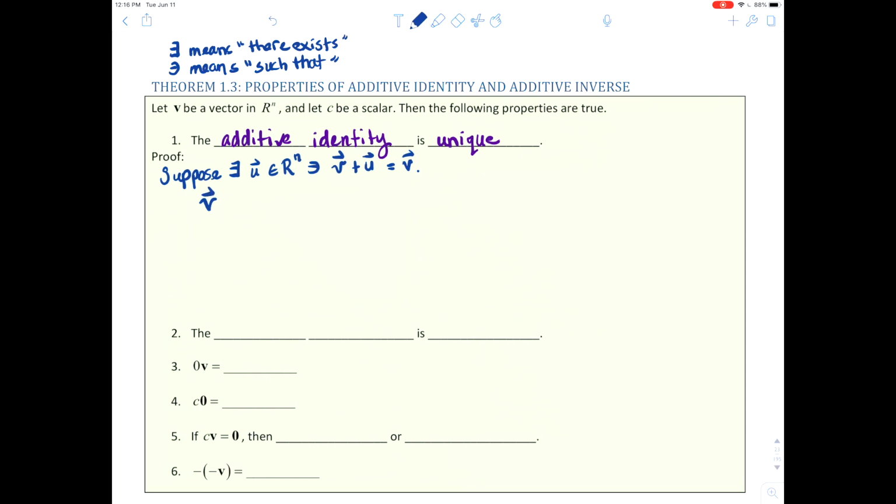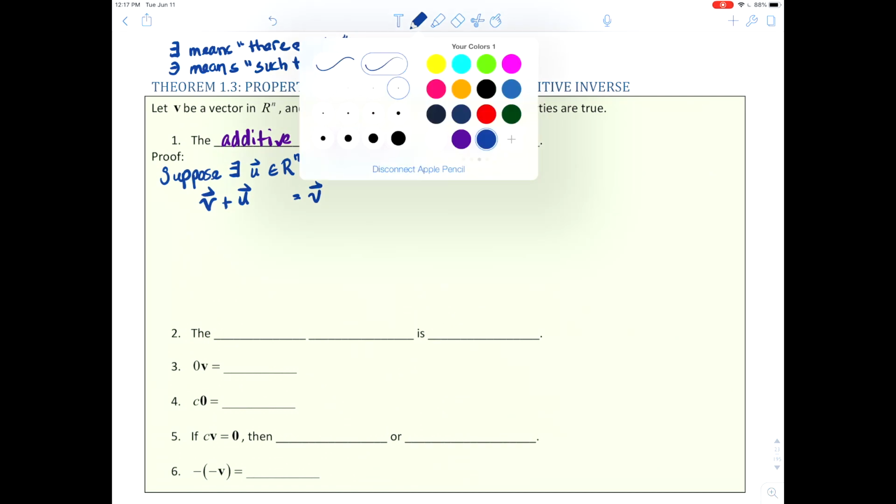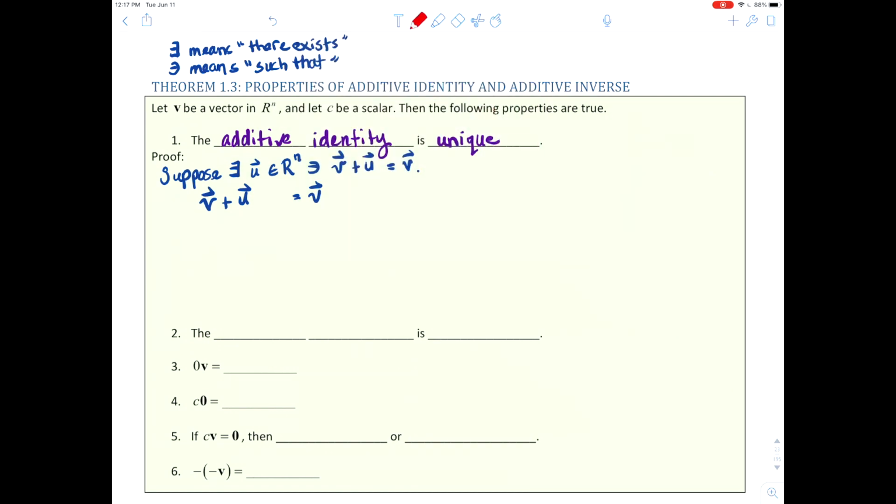So going from this equation that we started with and leaving some space, we want to figure out what u is, to see if there is another additive identity out there. So we want to isolate the u. If I add a negative v, vector v, to both sides, then I could commute them, meaning the vector u and the vector negative v.